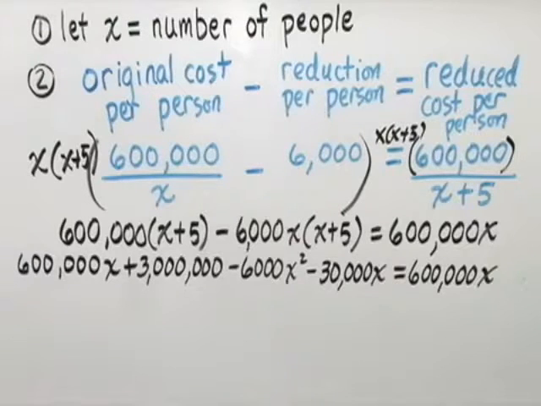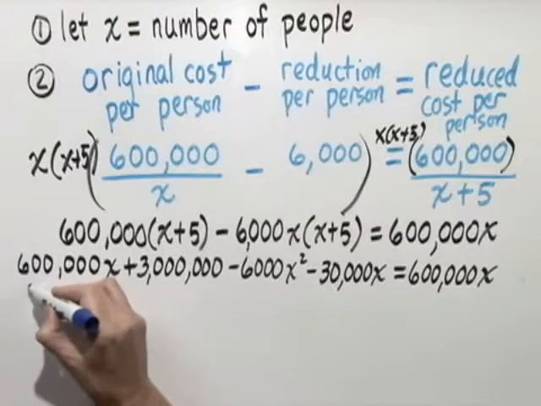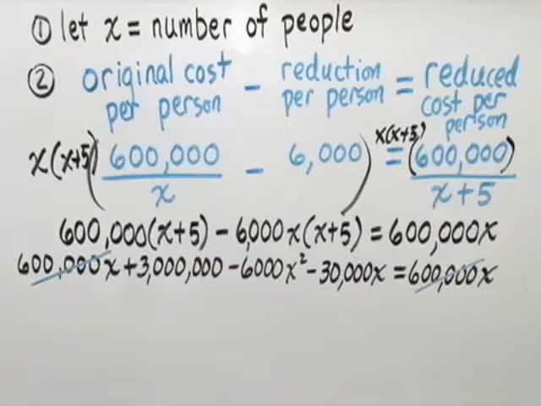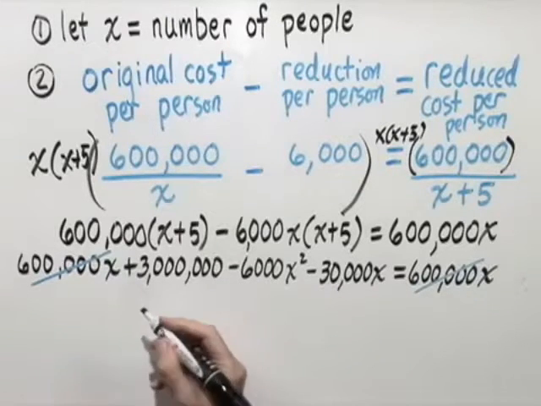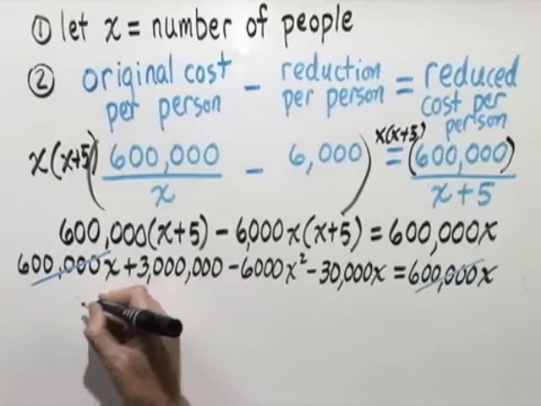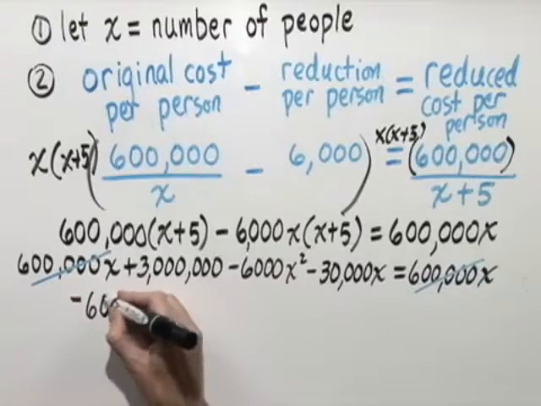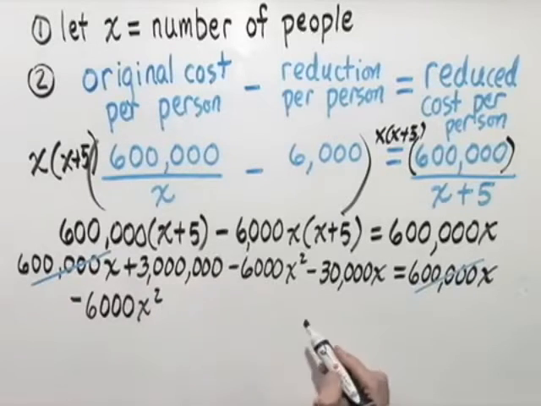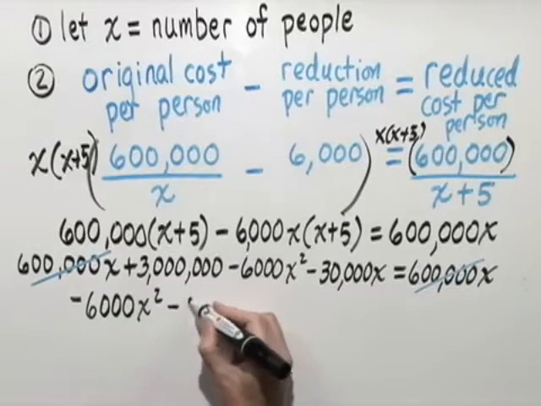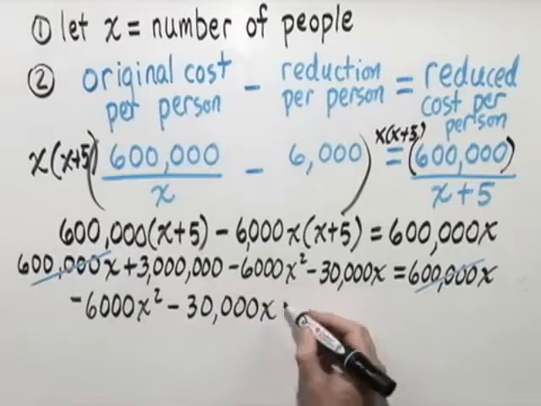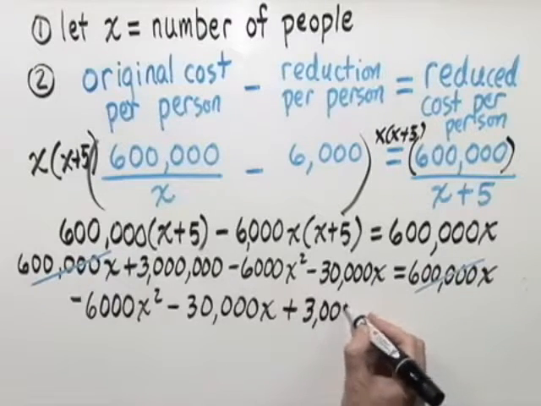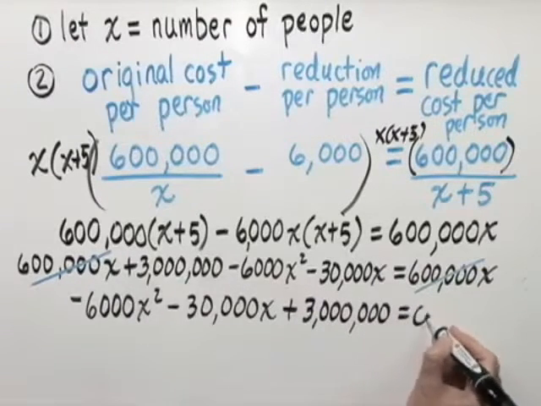Notice the left-hand side and the right-hand side both have 600,000x. So we can subtract 600,000x from both sides. They're no longer there, and what's left is a quadratic equation. So I have negative 6,000x squared. I'm going to write this in descending order. I have negative 6,000x squared. Then I have an x term of negative 30,000x, and then a constant term of plus 3 million, and that's equal to 0.